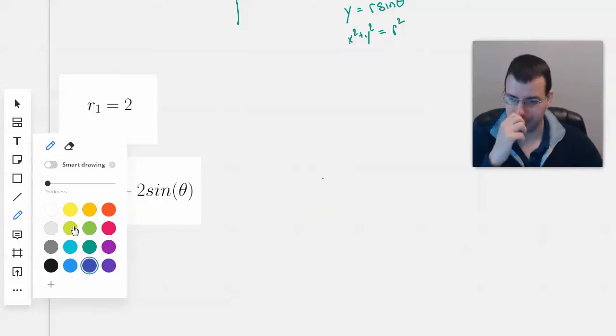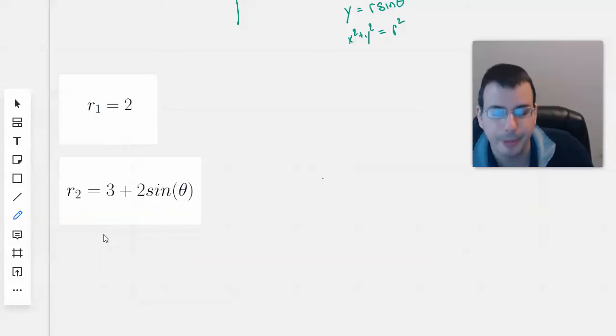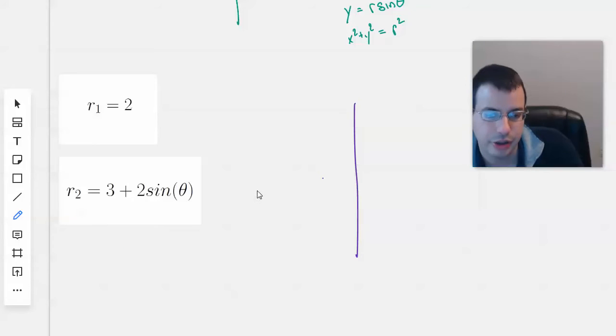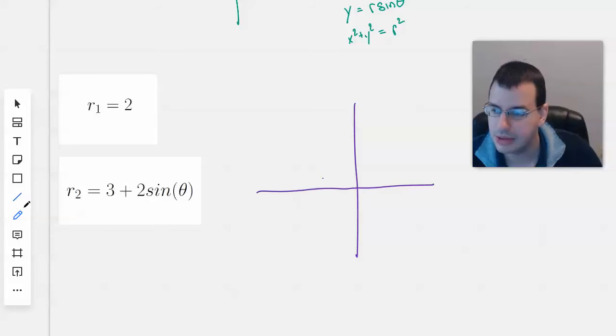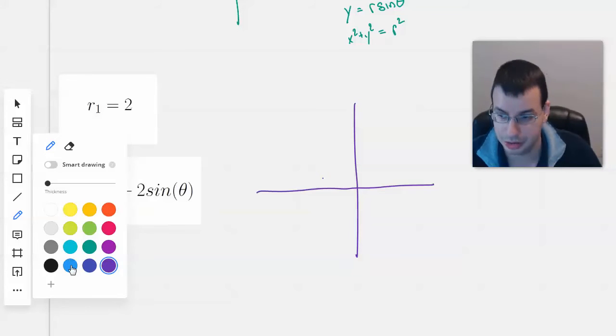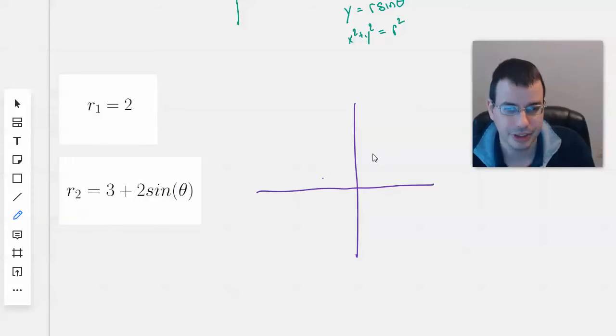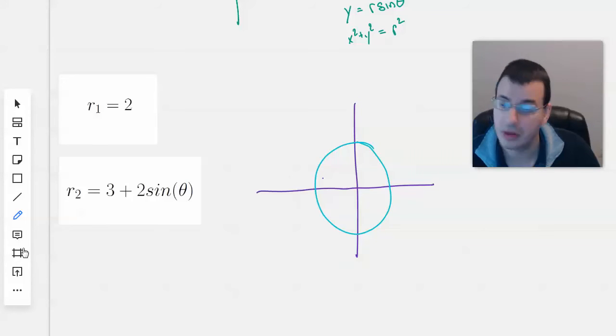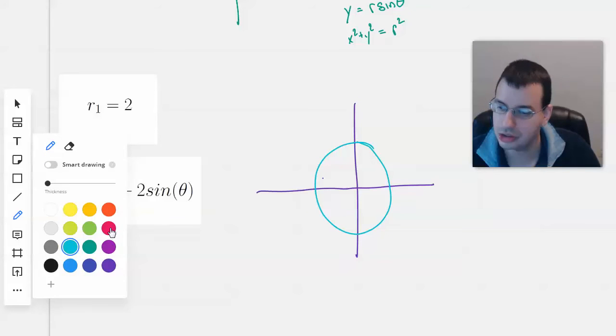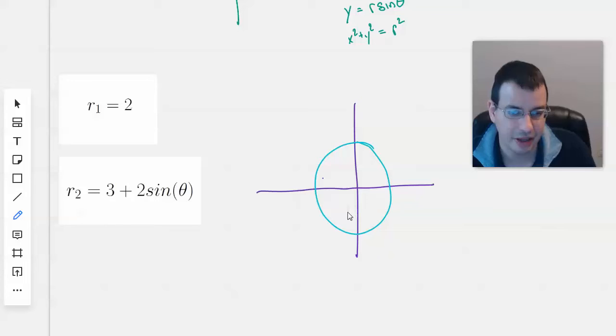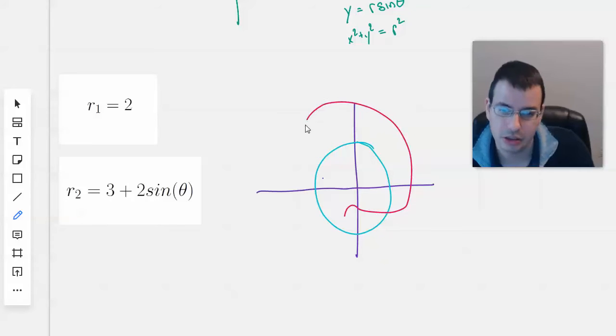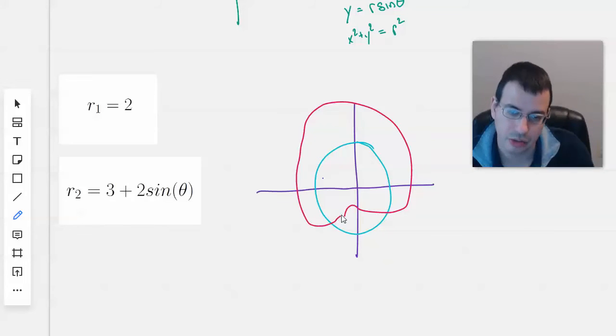Drawing pictures. Purple picture. Maybe if I do it with multiple colors, it'll be easier. So we have a circle. That is a surprisingly good circle. And then we have a lumpy bean, like so. And the idea is we want to integrate and then find the area in the middle.